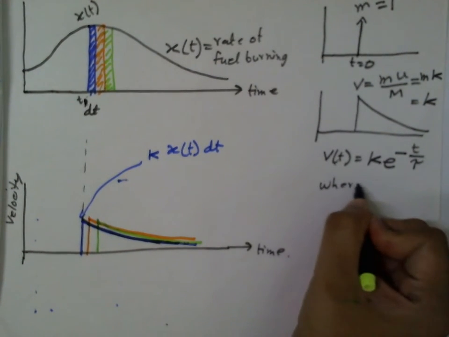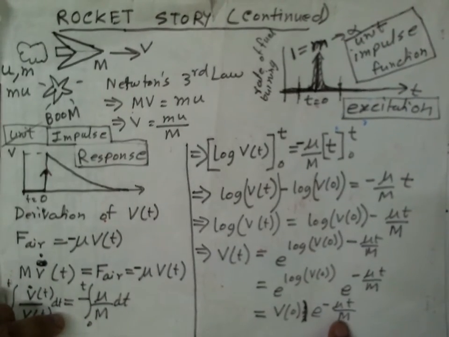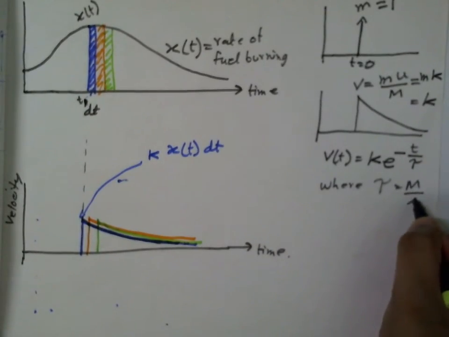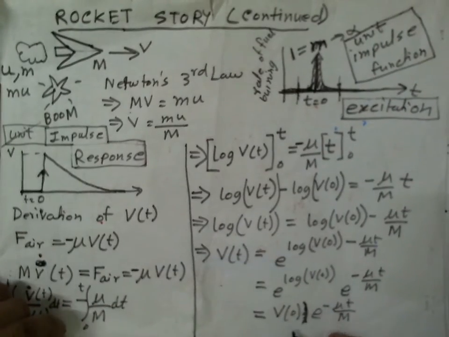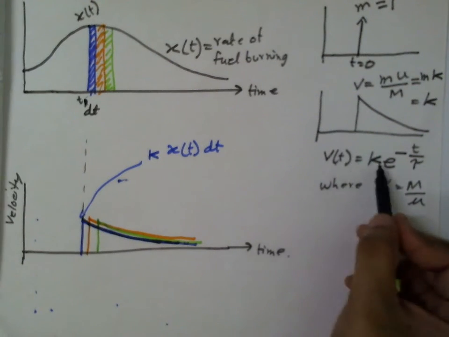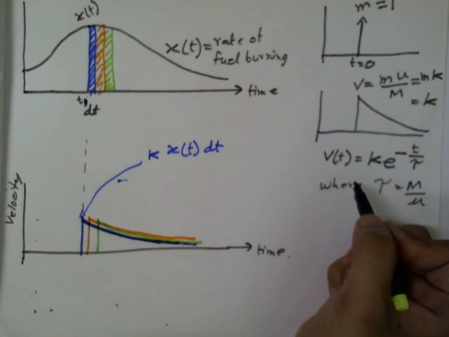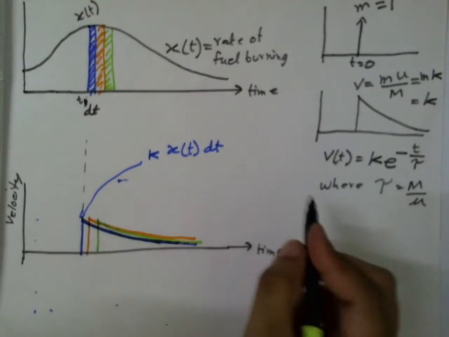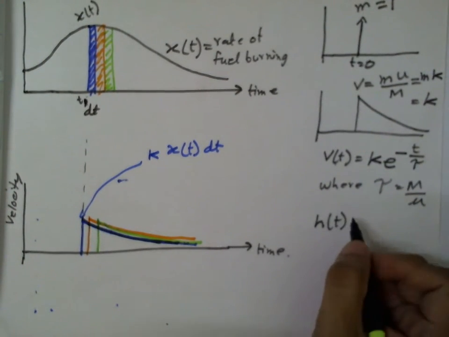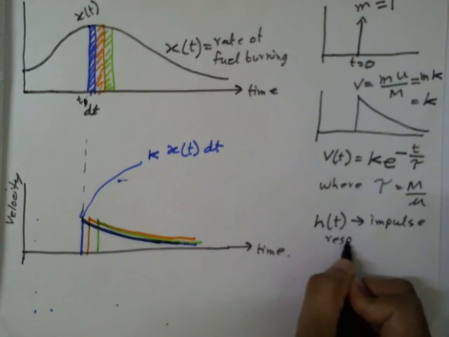where tau we can estimate from here. Tau is M by mu, and k here is actually v0, the initial velocity, right? So this is the impulse response function, and as is common in electrical engineering or in control systems, we always use the symbol h or h(t) to denote impulse response.